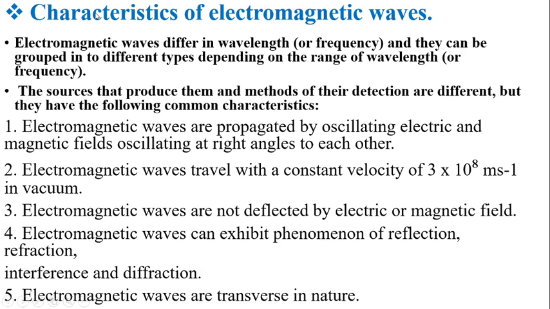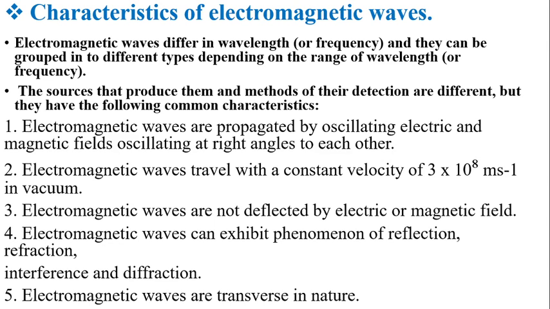Now next, the characteristics of electromagnetic waves. First, electromagnetic waves differ in wavelength or frequency, and they can be grouped into different types depending on the range of wavelength or frequency. Second, the sources that produce them and the methods of their detection are different, but they have the following common characteristics.